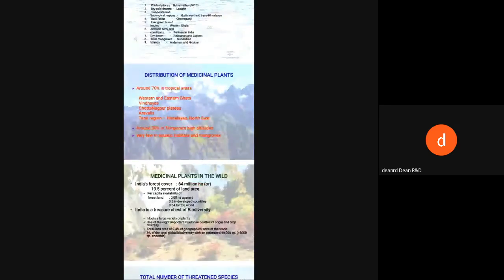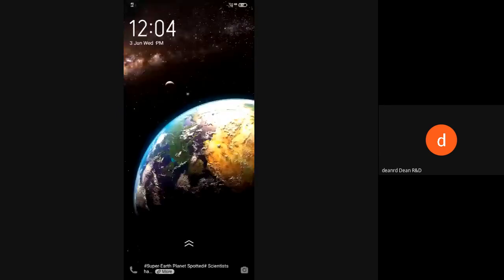The western and eastern Ghats, Vindhyas, Chotanagpur Plateau, Aravallis, Terai region of Himalaya and northeast, around 30% in the temperate high altitudes, very few in the aquatic habitats as well as in mangroves. The world scenario, we can have a glimpse of it. The Indian forest cover is around 64 million hectares, or 19.5% of the land area.